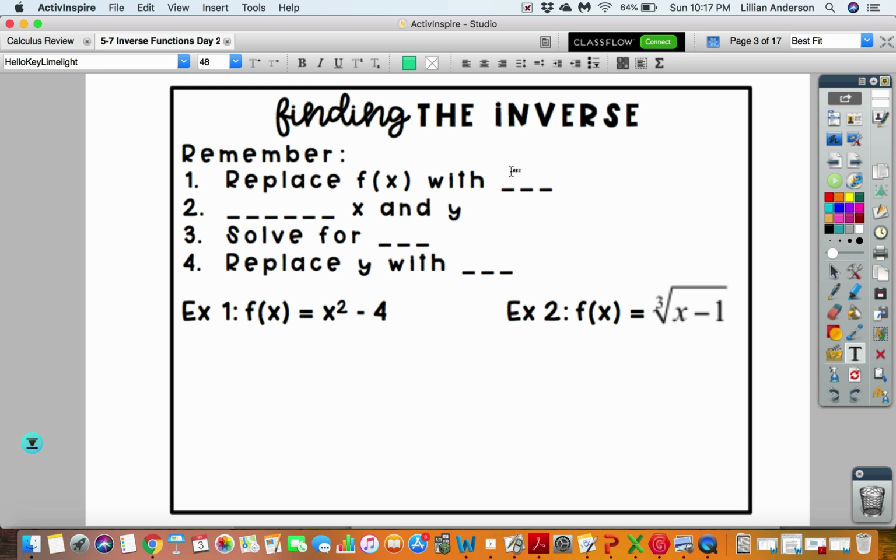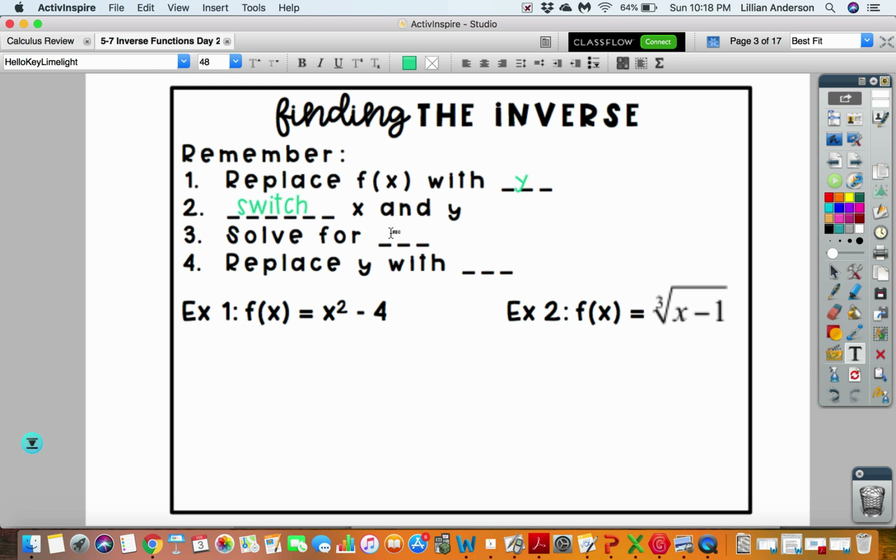Remember, you replace f of x with, yes, this pause is meant to actually happen, okay? I want you guys actually to think about it. You're replacing f of x with what? You're replacing f of x with y, okay? Once you replace f of x with y, you need to, hopefully you remember to say, switch your x and your y. Okay, definitely make sure you switch x and your y because we're finding the inverse. That's what finding the inverse does. You switch x and y.